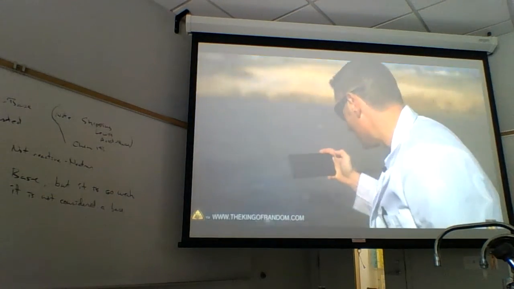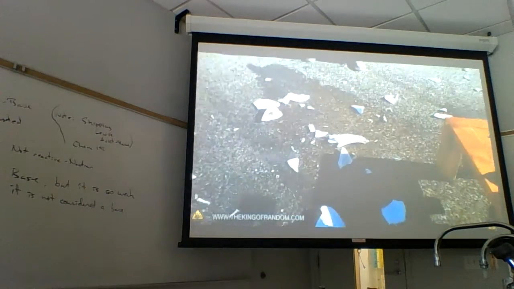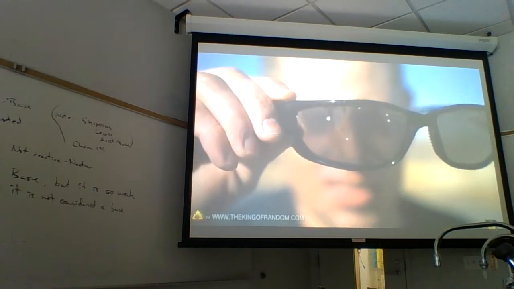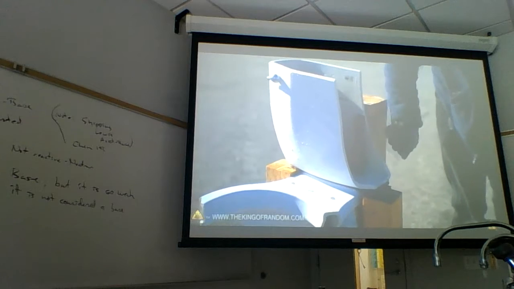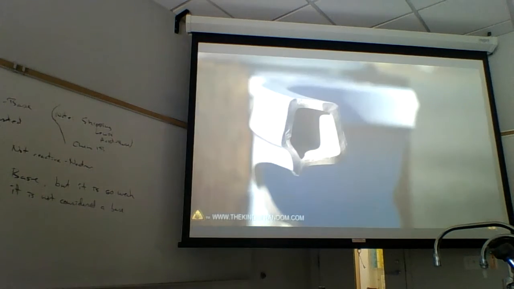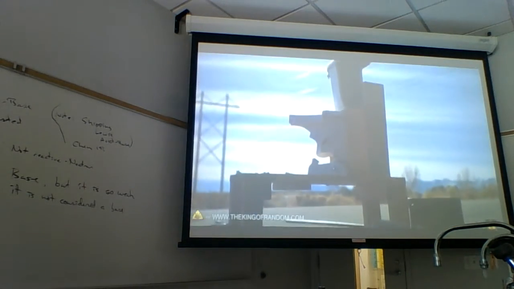Oh my goodness, that's amazing! Check that out. It's still smoking. We got fire. Good thing he's wearing glasses. Oh my gosh. Guys, this is insane. That used to be a toilet. Now it's a big mess that we need to clean up.